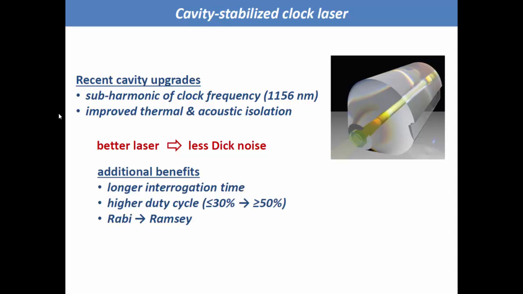Because we have a better laser, we can interrogate our atoms for a longer period of time. This, in turn, implies higher duty cycles, whereas we've traditionally been limited to the level of about 30%. We can now operate at duty cycles of 50% or greater. And traditionally, we've used Rabi spectroscopy in our work, but this longer interrogation time now really makes Ramsey spectroscopy more appealing to us.